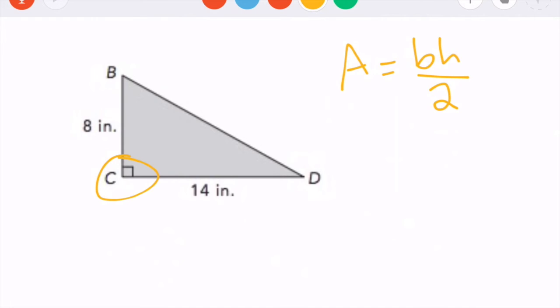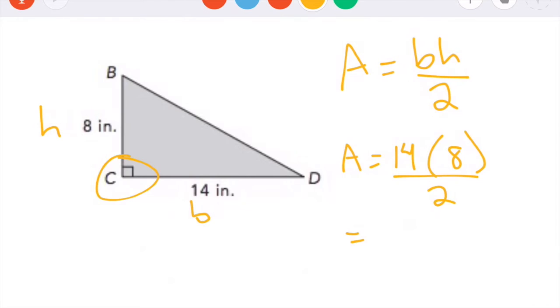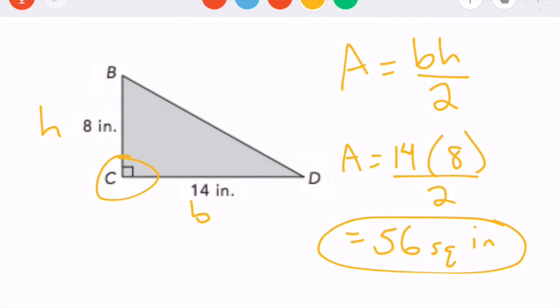We have our right angle, so I'm going to call 14 inches the base, 8 inches the height. So area equals 14 inches times 8 inches divided by 2, and at this point, if you wish to use a calculator, you may. 14 times 8 divided by 2 gives us 56 square inches. So that's the space inside this triangle.